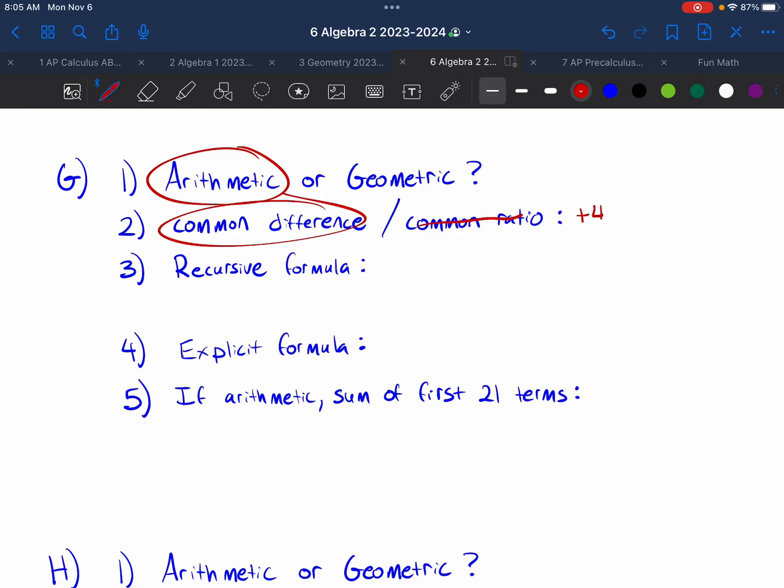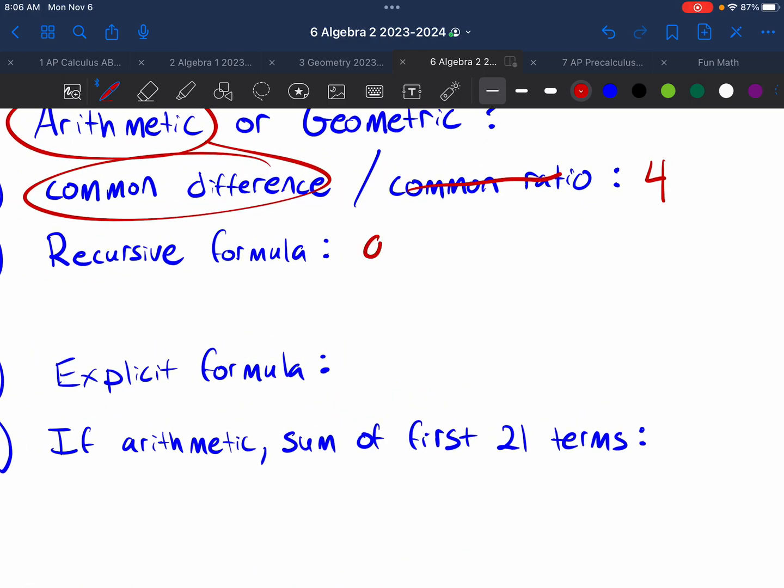Yeah, adding 4. I don't do plus 4, I just say plus 4. It's just 4. You always assume that's the number that's being added. You're either adding a positive or a negative. This one is a positive, so we don't have a sign in front of it. All right, recursive. So we need the first term.